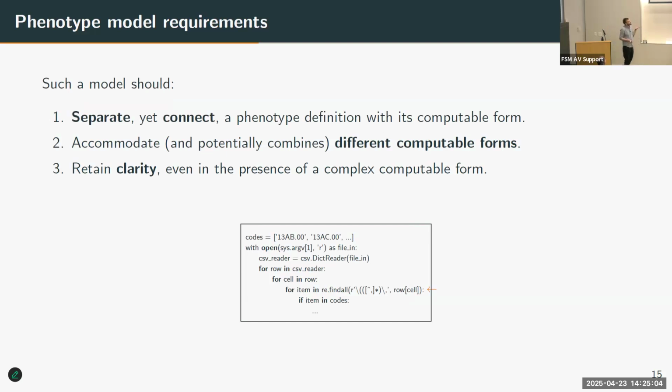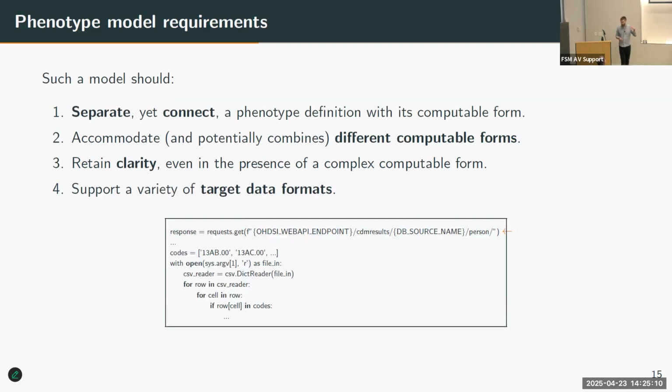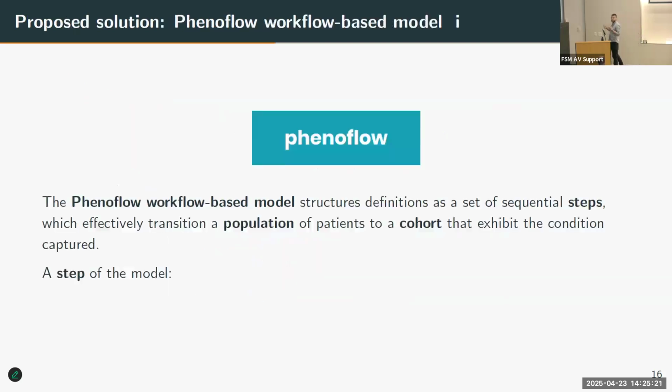We need to retain clarity. So again, remember this regular expression, this tricky regular expression. We need a model that allows us to specify exactly what's going on so that we can offset that. And finally, we need a model that supports a variety of target data formats. We don't just want to anchor ourselves to something like OMOP. We want some flexibility. And this is where, and again, I'm not trying to sell this, this is just our approach to this. It's thrown up, to be honest, a lot more problems than it probably solves, but that's part of the research project. That's why it's fun.